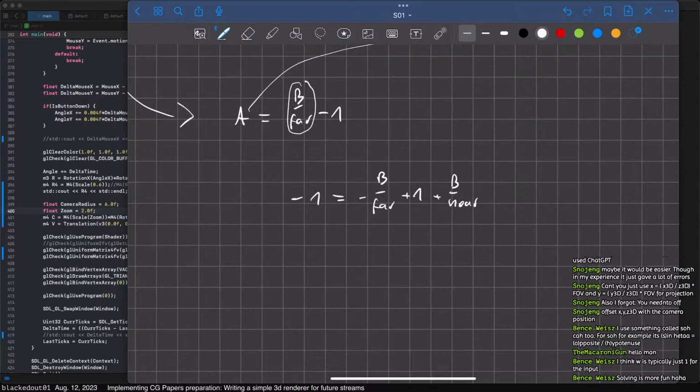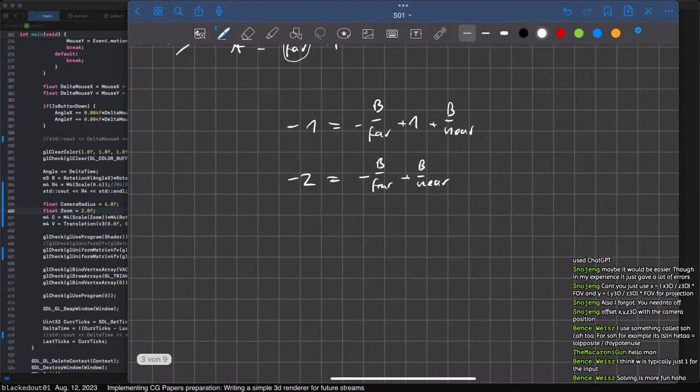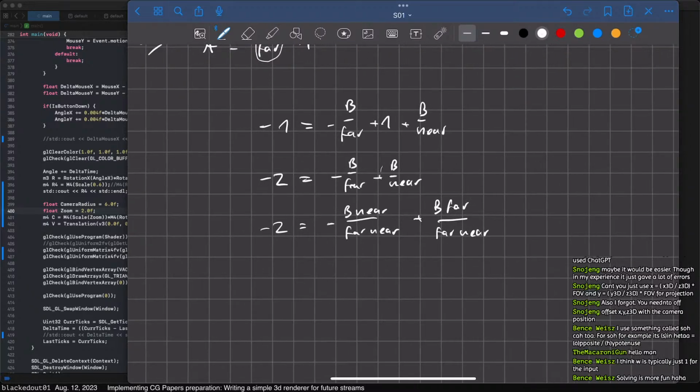Okay, let's see. So we have minus 2 equals minus b far plus b near. And this is then minus b near far near plus b far near. So I'm trying to get the b's into one fraction.